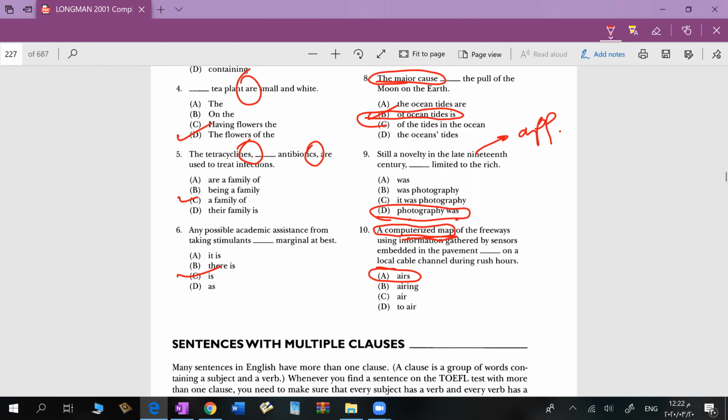A computerized map is the subject. Airs is the verb. Of the freeways is a prepositional phrase. Using information is a present participle. Gathered by sensors is a past participle. Embedded in the pavement is again a past participle. All this stuff in the middle should not distract you. Be focused on the subject. The subject is a computerized map. What is the verb? Airs. Clear?